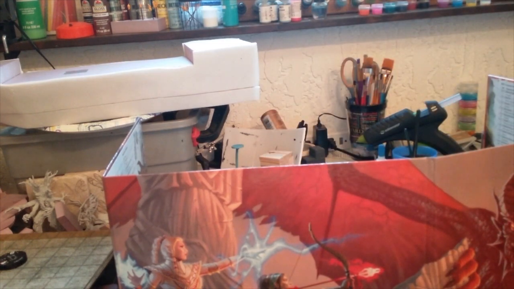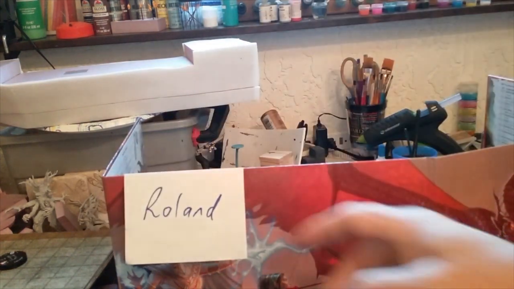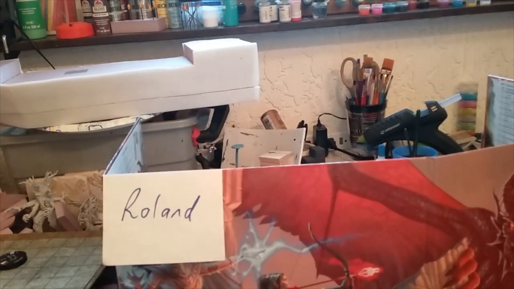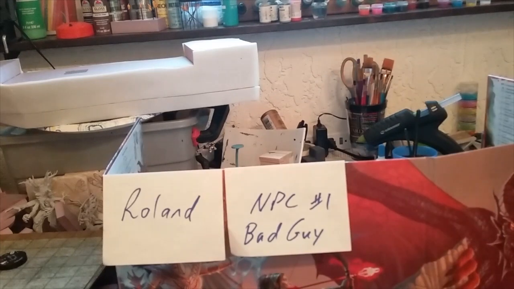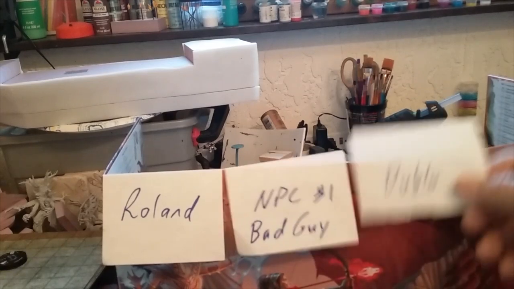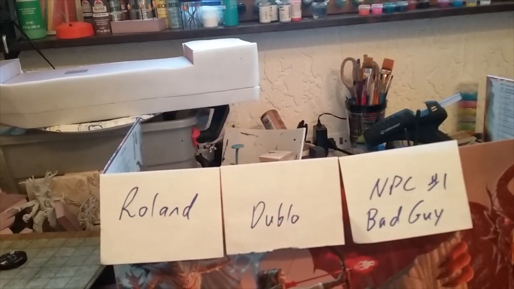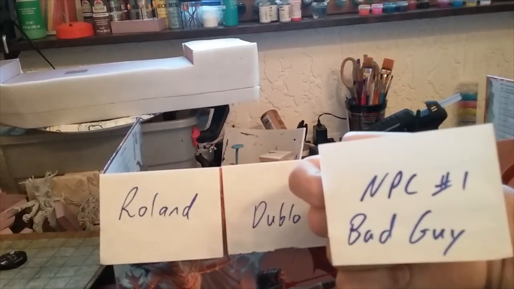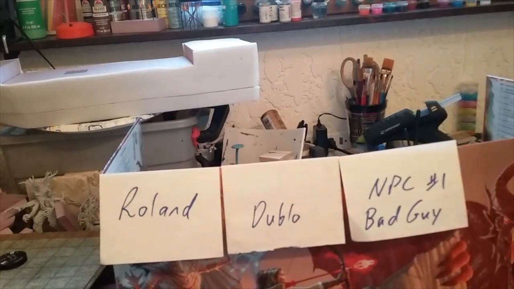I know a couple of DMs who use scraps of paper. So Roland is number 1 in the list, but then the bad guys are next. And then Dublo is coming up next. So they will move these around based on whatever initiative for each round. This is a great way to do it. It gives a visual aid for players. It gives you a visual aid because, as you can see, the same thing is written on the back for the DM.